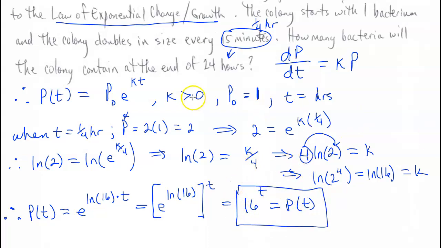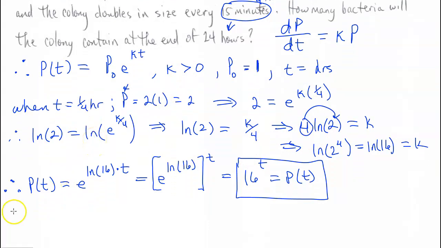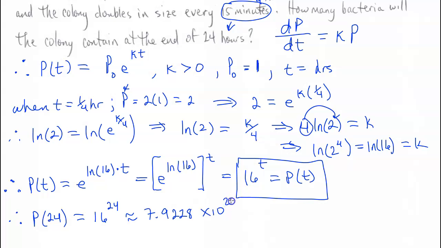And so now that I have that, to find out how many bacteria will be in the colony in 24 hours, well, that's pretty simple, because all I have to do now is plug in 24 for t. And when I do that, and this is just an approximation here, I'm going to get a large number, but the number is essentially just going to be 7.9228 times 10 to the 28 bacteria. Of course, if we were doubling the size every 15 minutes, we do expect that to be a lot. Okay.